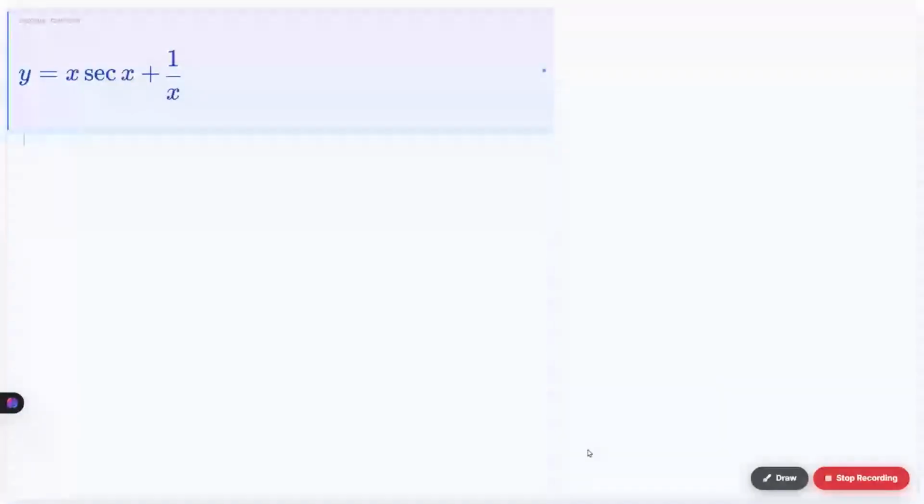We look at the math problem y equals x times sec x plus 1 divided by x. This is our starting point for the work. We must know what we are working with before we begin.